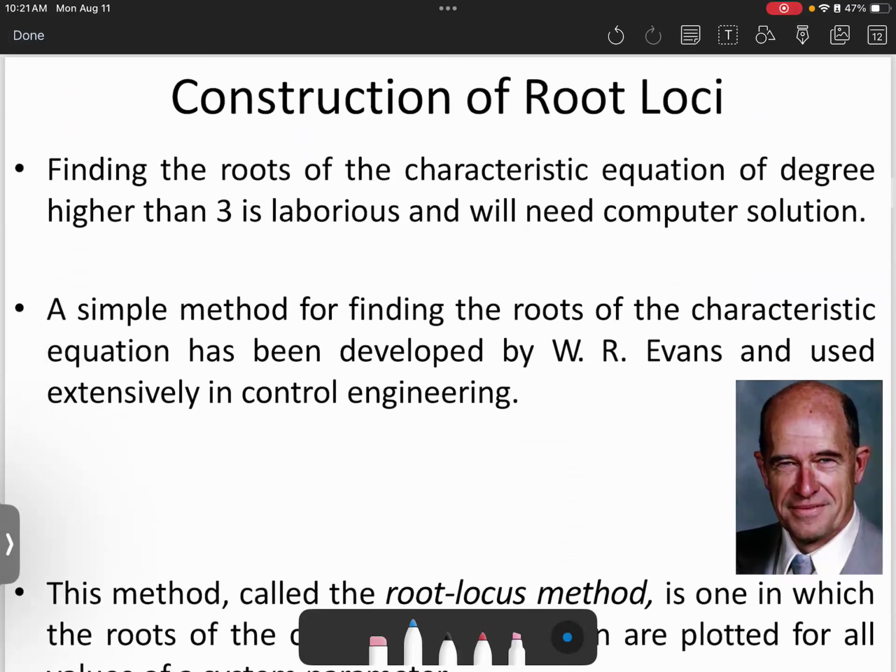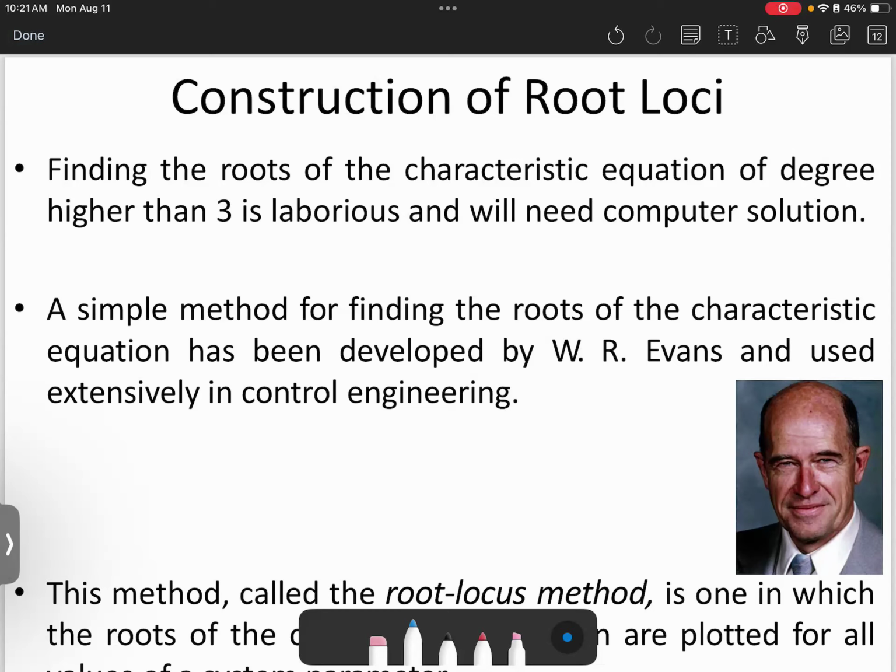So, construction of root locus. Finding the roots of a characteristic equation higher than third order requires computer solutions. We can find the roots of first order and second order systems. For third order, it's not easy, but we can find them. However, if it is more than third order, it will be very difficult to find them manually. Therefore, we need computer solutions by trying different values, or we can use a simple method.